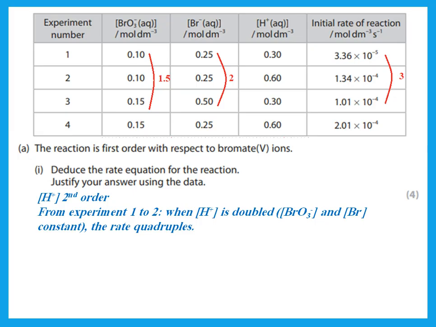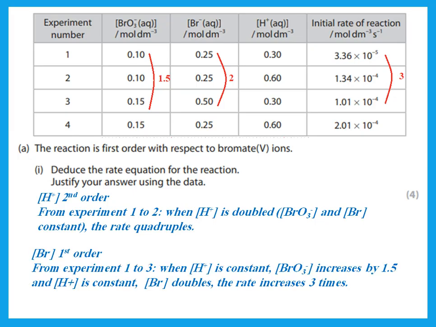Now with respect to the bromide, I can look at experiment 1 and 3. He already tells me that it's first order with respect to bromate. So the bromate increased by 1.5, so my rate should increase by 1.5. But the bromide increased by 2, so that 1.5 will increase also by 2. So it is first order with respect to bromide.